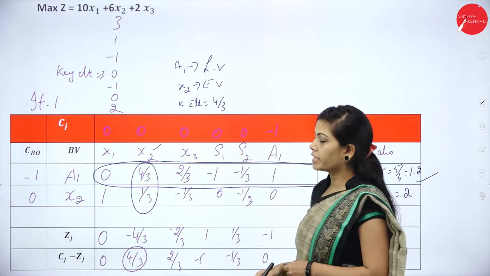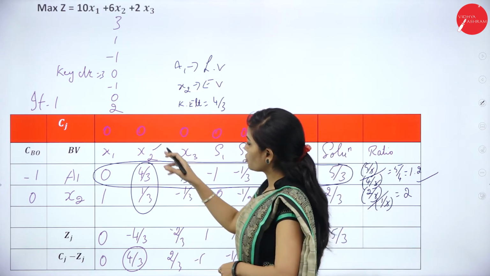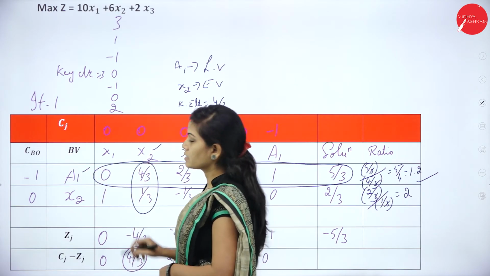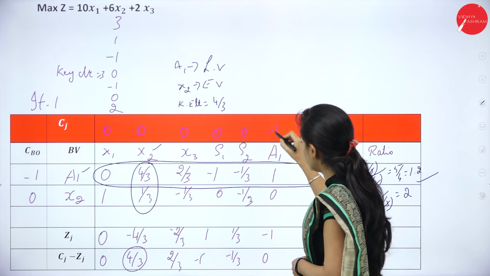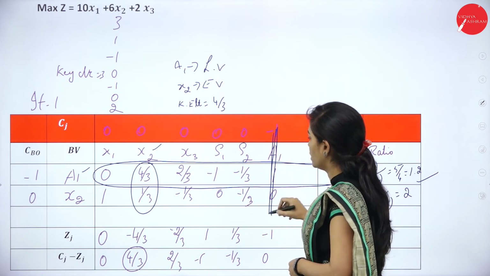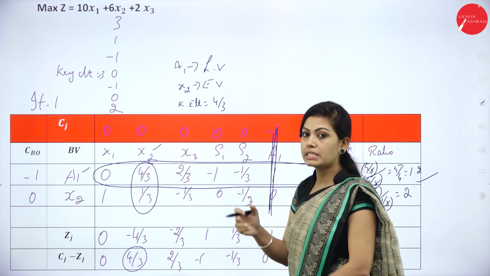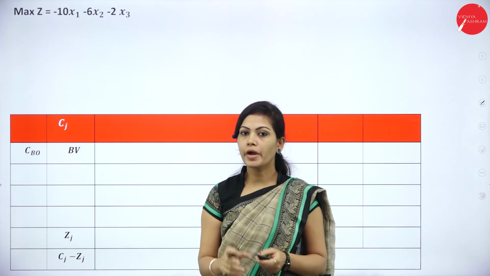So you can find the next iteration, iteration 2. I am replacing this A1 by x2. So I am deleting this A1 row and also deleting this A1 column in the next iteration. So the next step is phase 2.